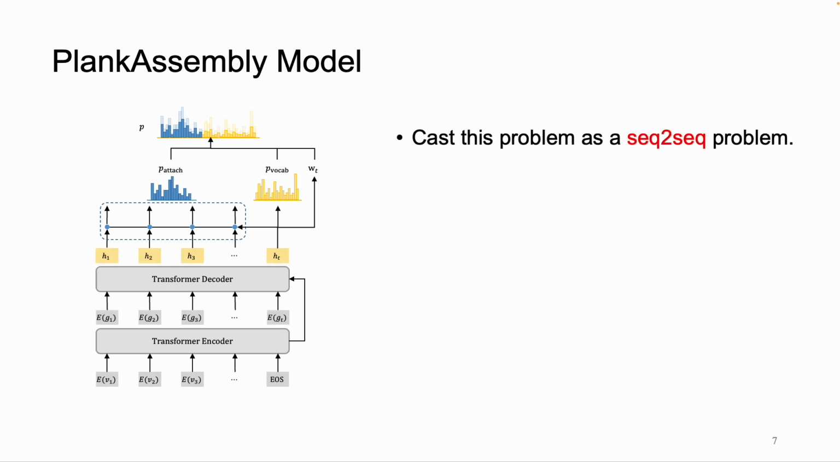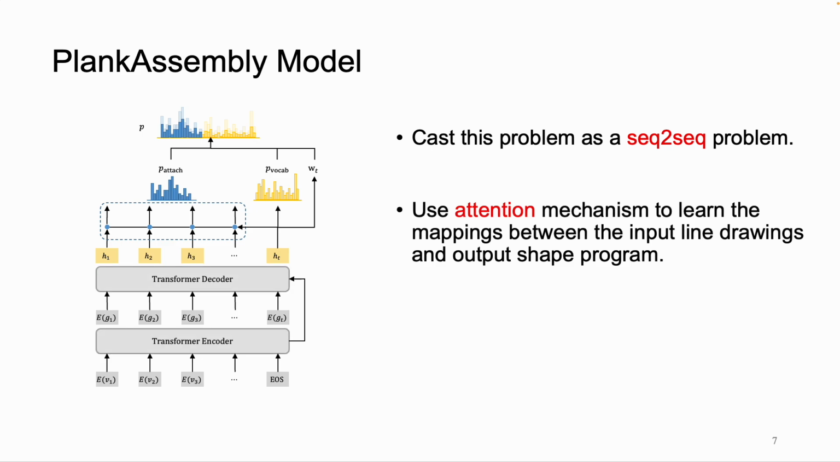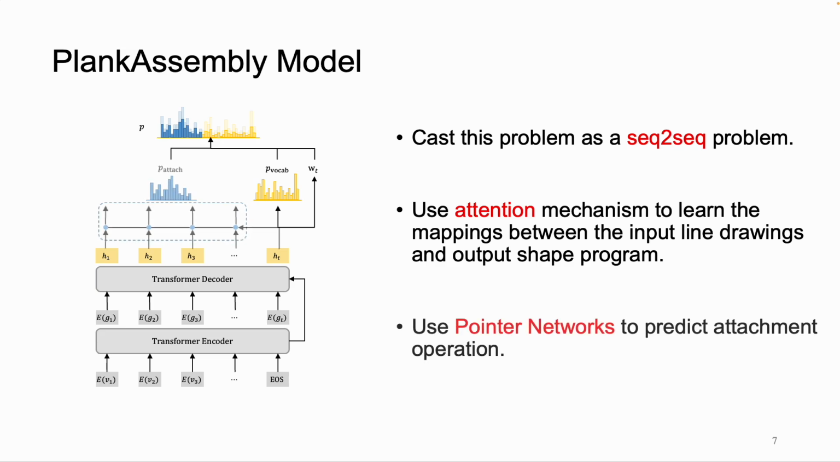We assume the input consists of line views, and our goal is to output 3D cabinet models described by the shape program. We use the standard transformer blocks as the basic blocks of our model, and use the attention mechanism to learn the mappings between the input line views and output shape program. We adopt a pointer network which generates a pointer distribution over the output sequence.